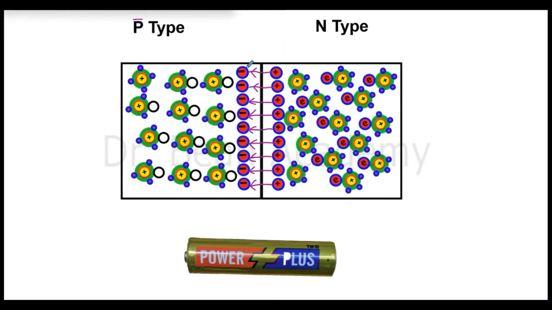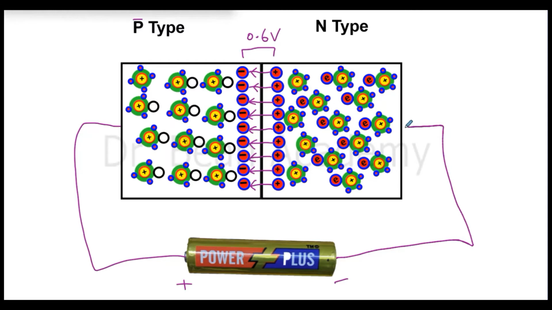Don't forget, there is a potential barrier, and if it's silicon, then the voltage of the electric field set up at the junction is about 0.6 volts at room temperature. Now my question is, here is the positive terminal of the battery, here is the negative, and I connect the positive terminal of the battery with the p-type side of this material and the negative terminal of the battery with the n-type side of the material. So what do you think will happen?